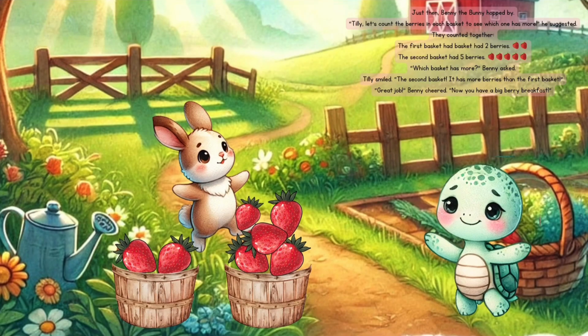Just then, Benny the bunny hopped by. "Tilly, let's count the berries in each basket to see which one has more," he suggested. They counted together. The first basket had 2 berries. 1, 2. The second basket had 5 berries. 1, 2, 3, 4, 5. "Which basket has more?" Benny asked.